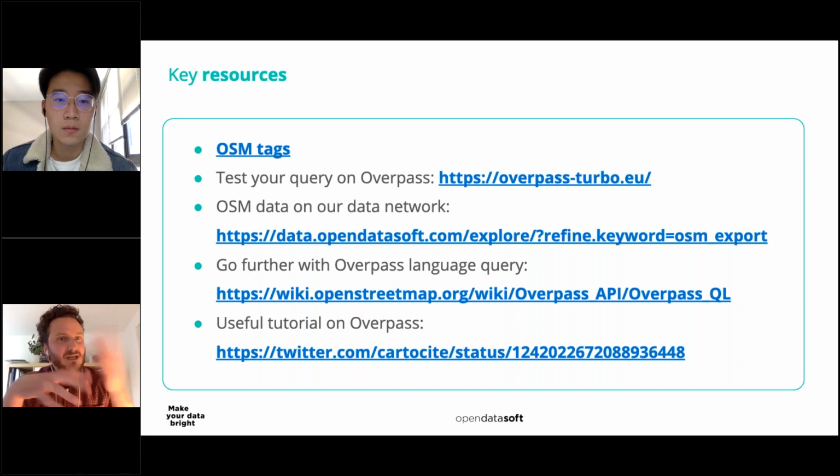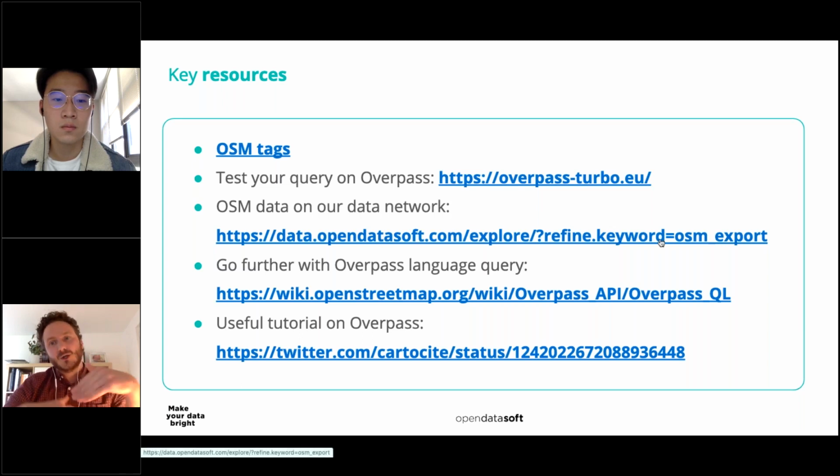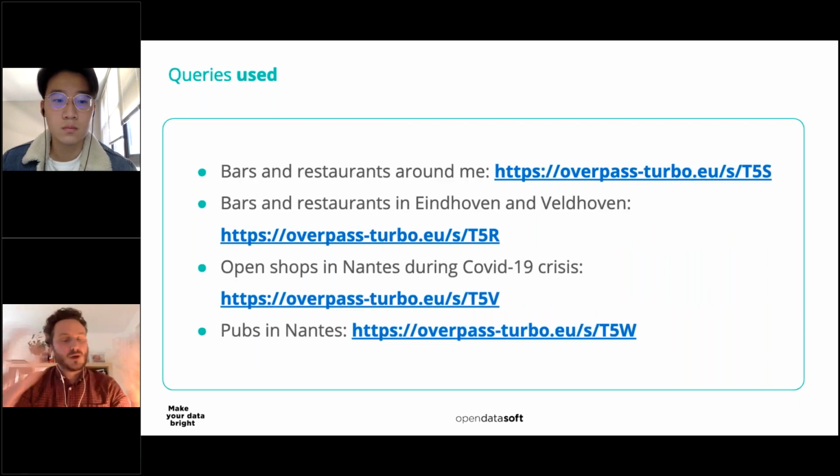Here you will find the key resources that have been shared. Just to mention that on our data network, as mentioned, you have a couple of OSM datasets, and in the information tab, you also have the query that was run to create these datasets. So it can also be a good source. You'll have here all the queries that were used to build this demo.